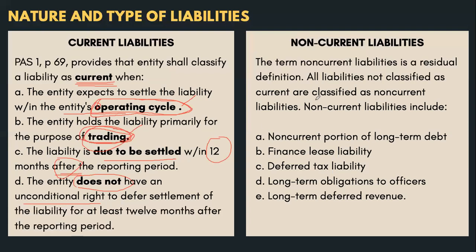How about non-current liability? Actually, the term non-current liabilities is a residual definition. If you say residual definition, if it does not fall under current liability, then consider the liability a non-current liability. So all liabilities not classified as current are classified as non-current liability. Basically, these are examples of non-current liability: non-current portion of long-term debt, finance lease liability, deferred tax liability, long-term obligations to officers, long-term deferred revenue. Actually, we will discuss this in the next chapters.